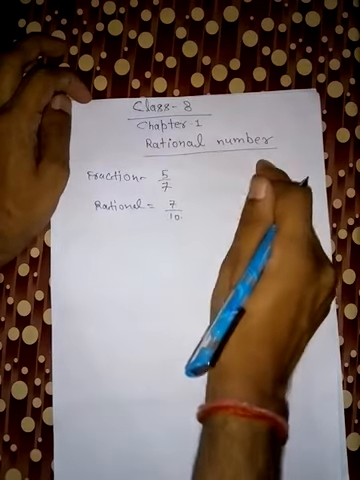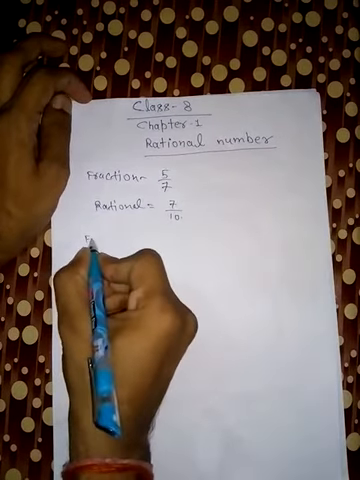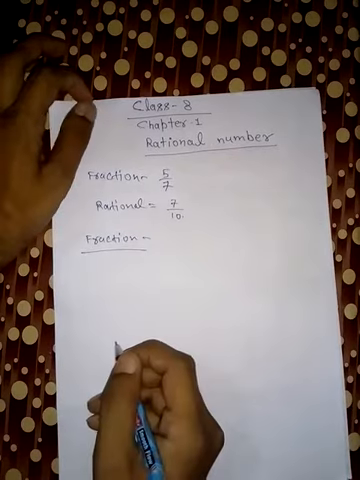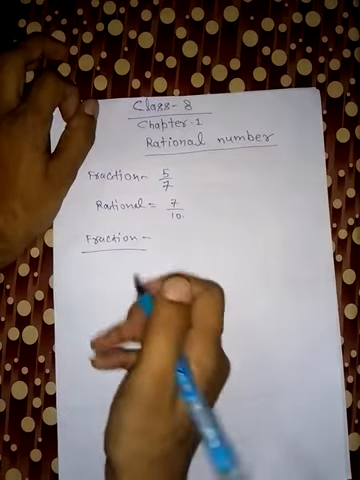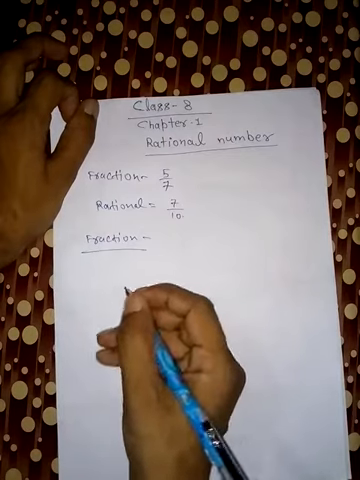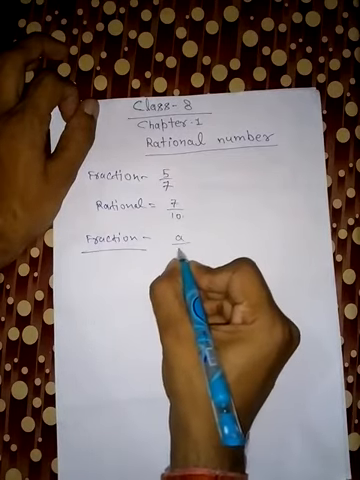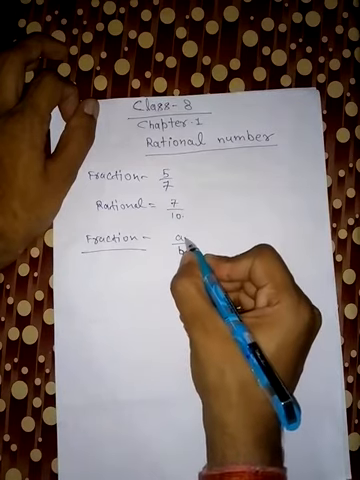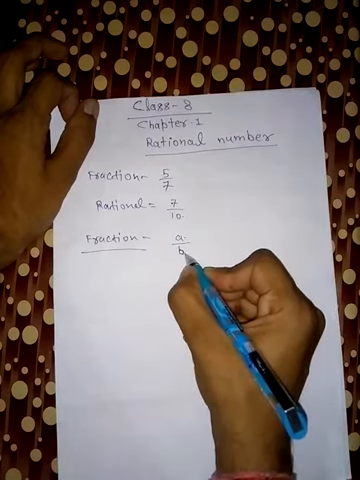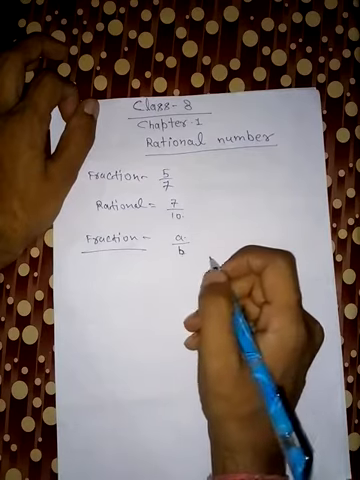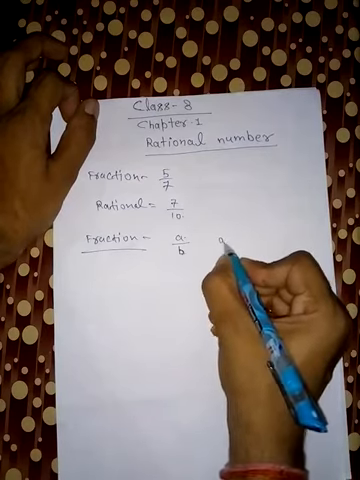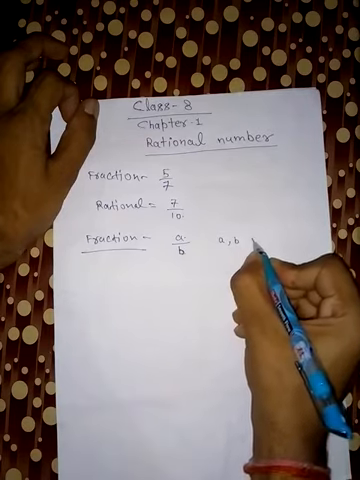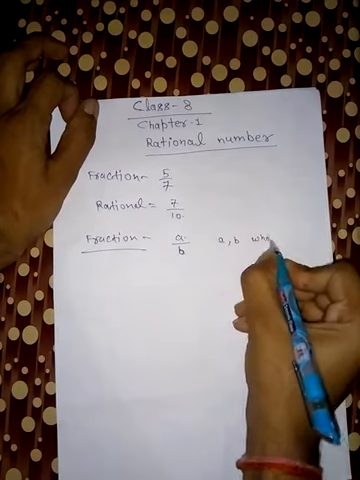Before studying rational numbers, we must know the basics of fraction. In a fraction, we have a numerator and a denominator. That means a by b. A fraction is always in the form of a by b. Here a is the numerator and b is the denominator. Apart from it, both a and b must be whole numbers.